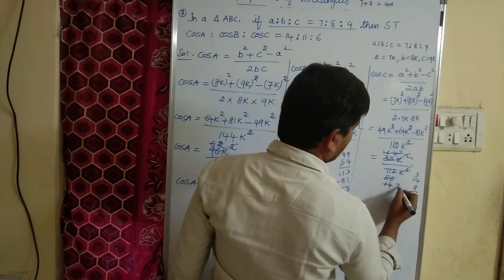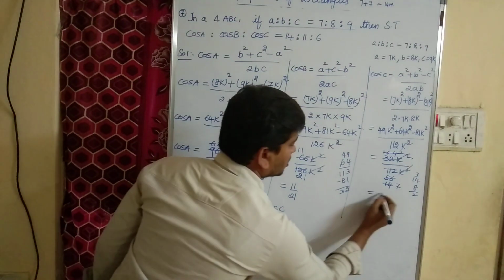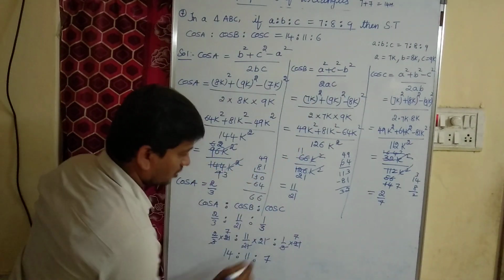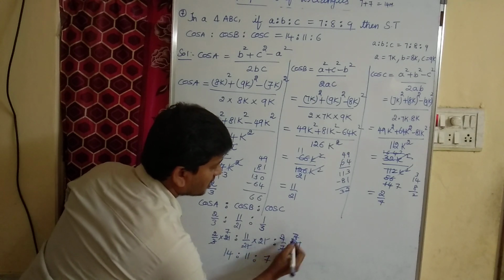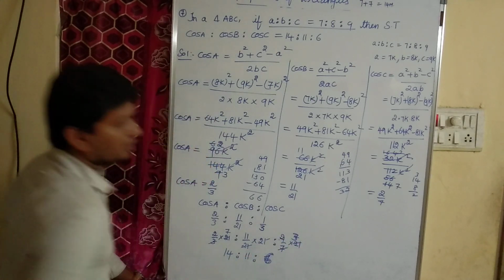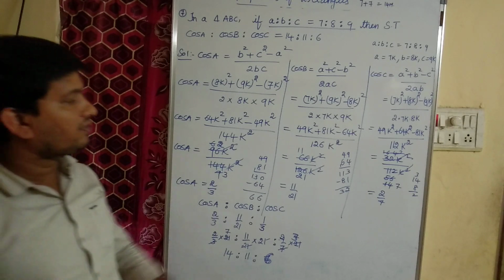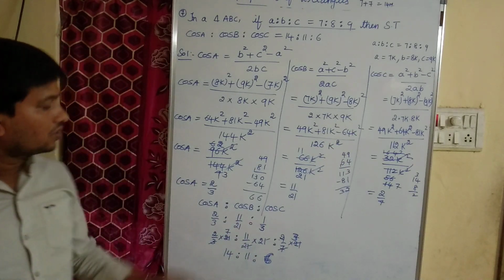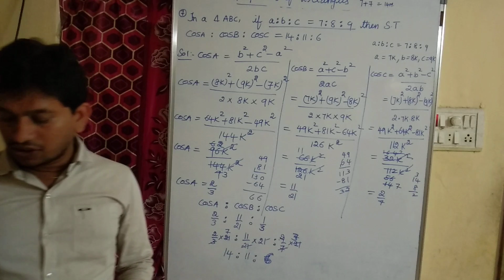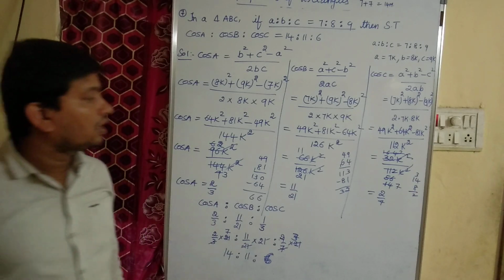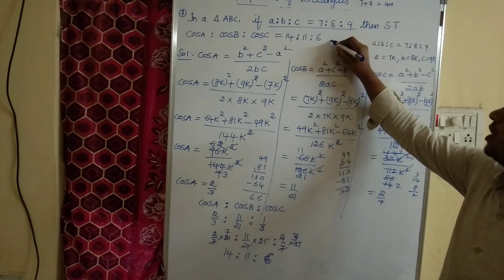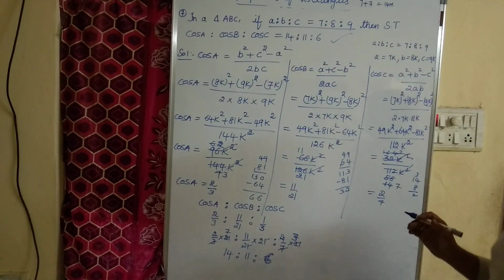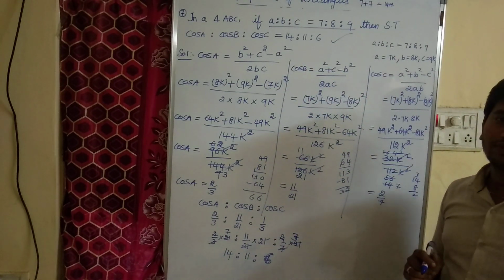Yes, correct only, that is 2 by 7. Here this is 2 by 7, 2 into 3, that is equal to 6. As we did the calculation with somewhat of a mistake, however we got the same answer, that is 14 is to 11 is to 6. This is a most important problem as they may ask this year in board examination. Okay children.